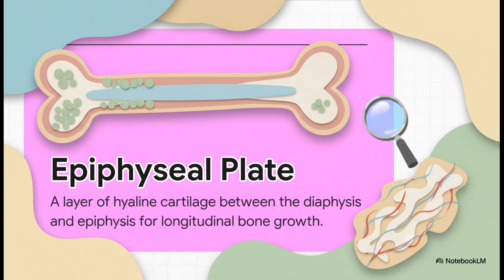You have a resting zone, then a proliferative zone where cartilage cells multiply like crazy, like stacking up coins. Next, in the hypertrophic zone, they swell up, and finally, in the last zone, that old cartilage is systematically destroyed and replaced by bone coming up from the shaft. This whole process literally pushes the ends of the bone further and further apart, making it longer. It's only at the end of puberty, when hormones stop the cartilage production, that this plate finally turns completely to bone, fusing everything into one solid adult unit.